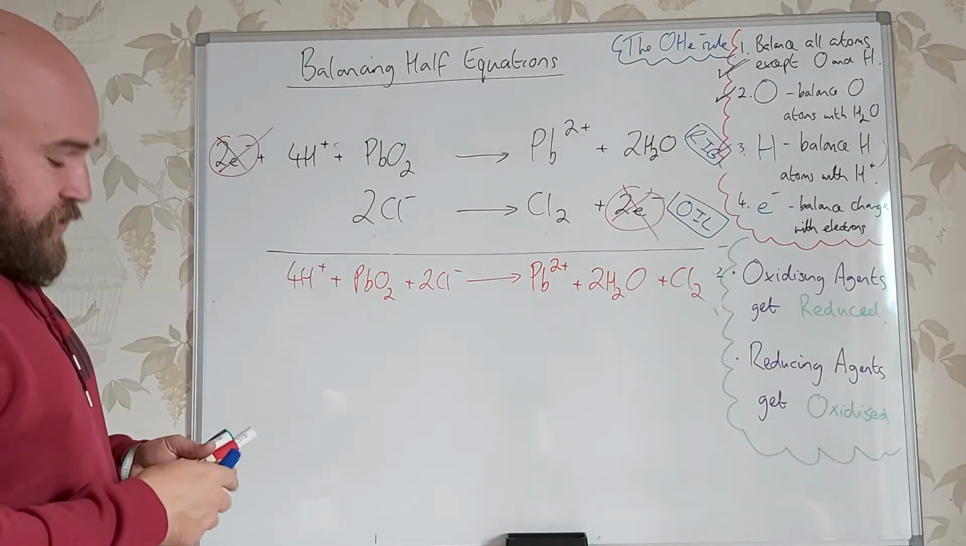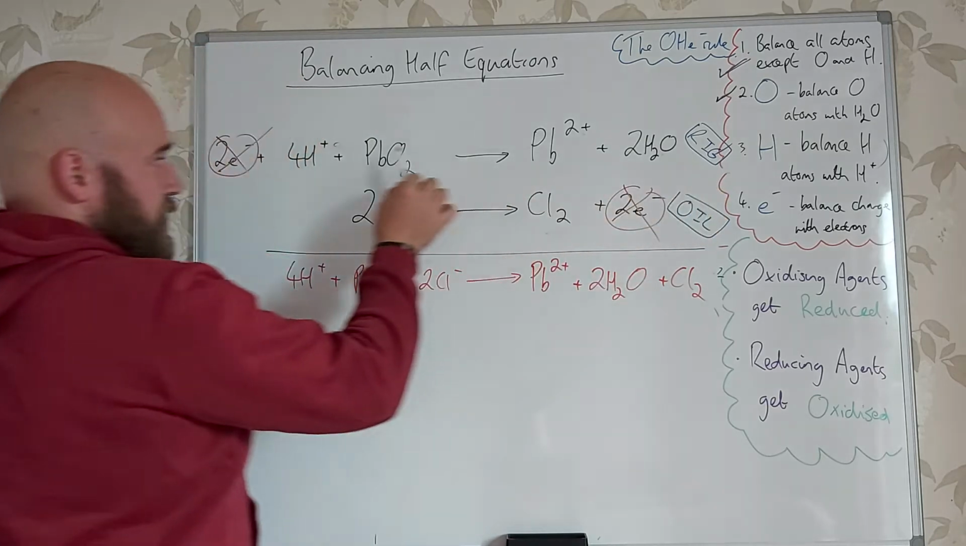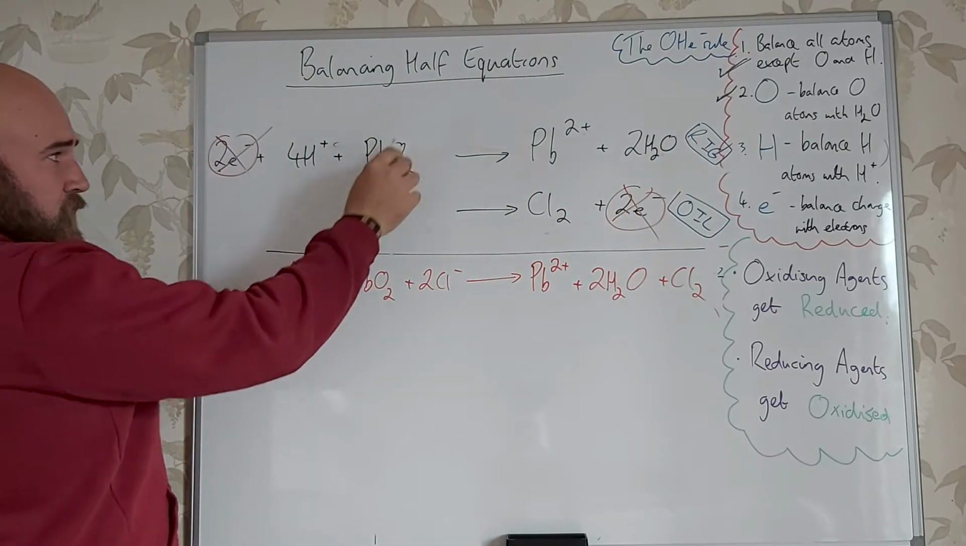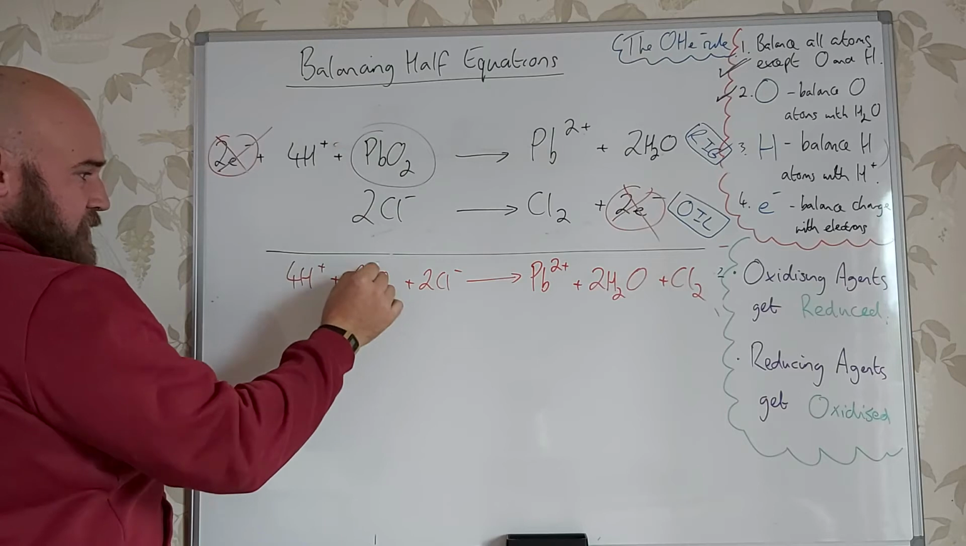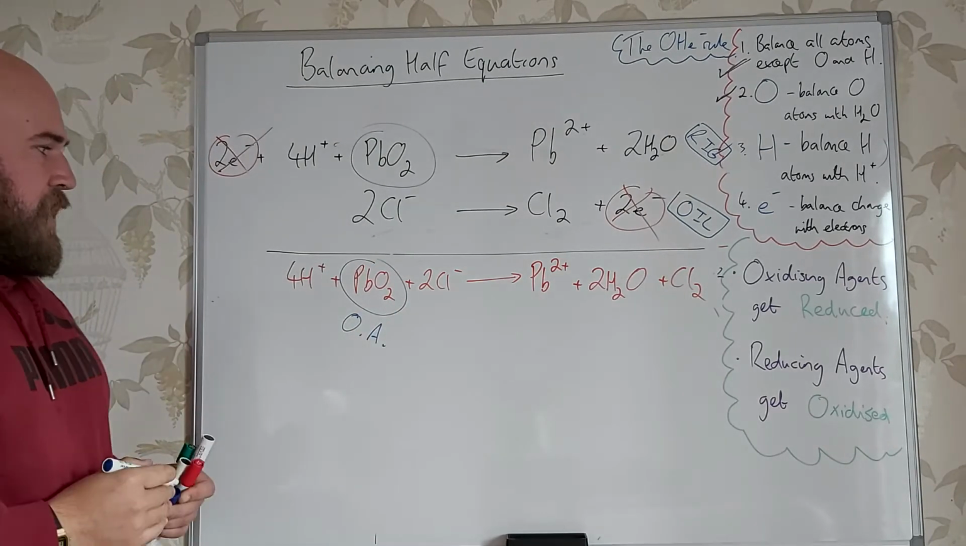So the oxidizing agent and reducing agent, going back here: the oxidizing agent gets reduced. So what was the species in this equation? Well, we added the H plus, so we can ignore that. It's that one there. So there is my oxidizing agent, OA.